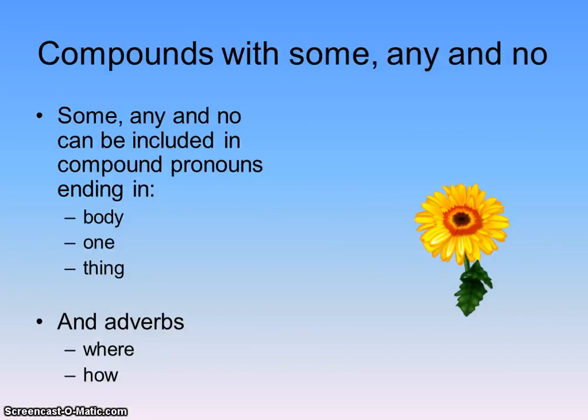Then we have compounds with some, any, and no, and it could be included in compound pronouns ending in body, one, and thing, meaning somebody, someone, and something, or anybody, anyone, or anything. Could also be compounded with adverbs where and how, as in somewhere, anywhere, and somehow or anyhow.